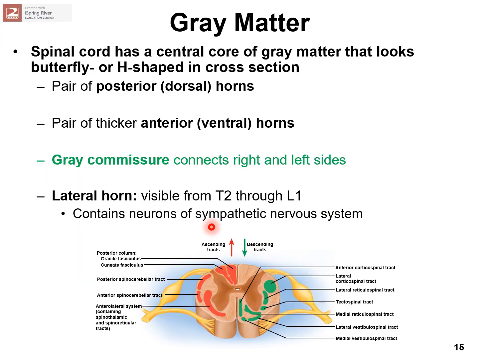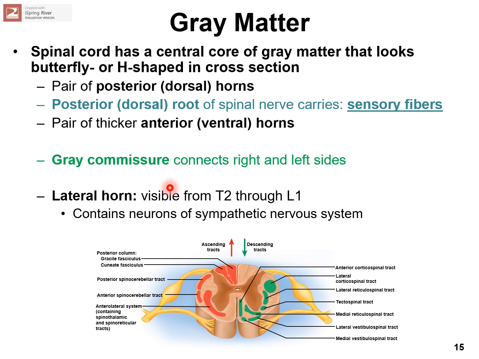Okay, so let's revise this again because this gets a little confusing. The pairs of horns in the back are called the posterior or dorsal horns. The pairs of horns in the front are called the anterior or ventral horns. And these areas are called columns. So this becomes the posterior column and this becomes the anterior column. Then you have the posterior median sulcus, and this becomes the anterior median fissure. And in between the two, this hole is the central canal.